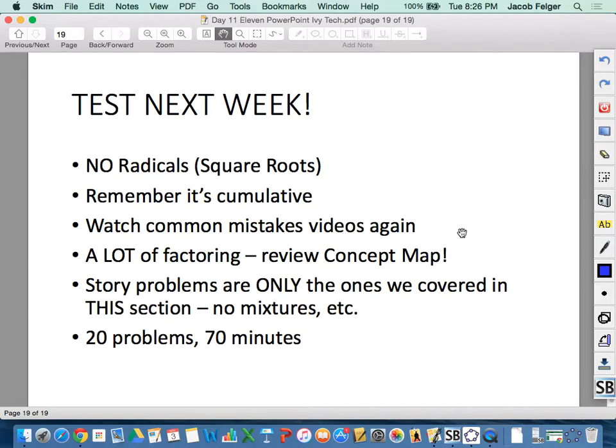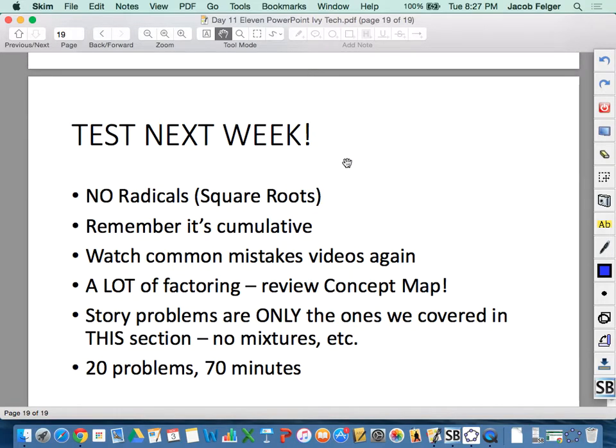Story problems, the only story problems that you're going to see are the ones like we did today. You're not going to have the ones from way back when they were linear systems of equations, like the mixtures and stuff like that. And then it's only 20 problems because there's so much factoring. Every question can be like 3 or 4 factoring type things if it's like a multiply or something like that. So you guys have any questions about just in general the test or anything that came up?